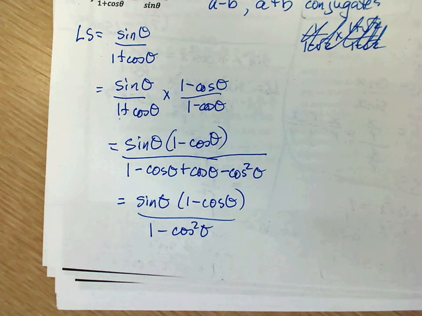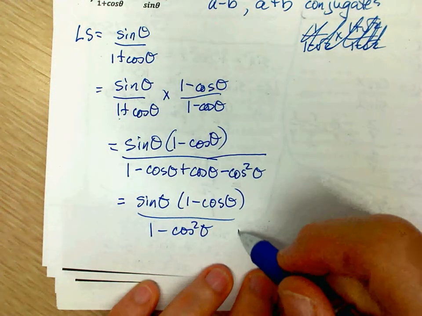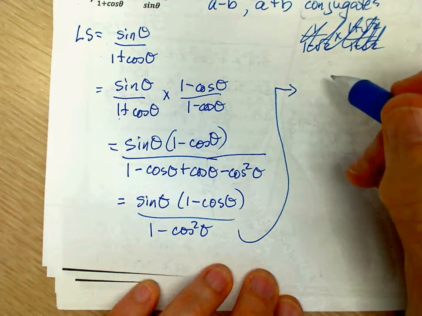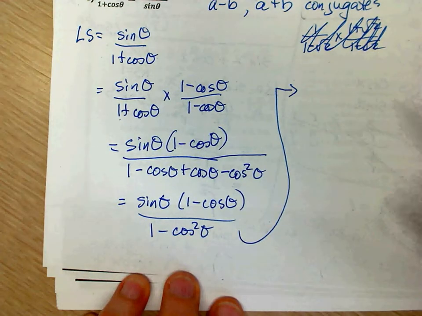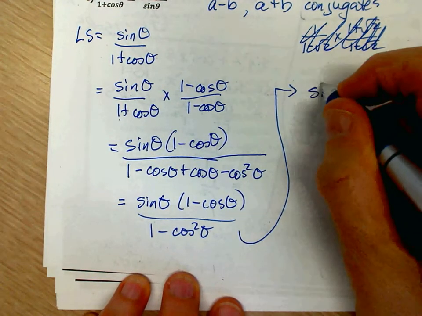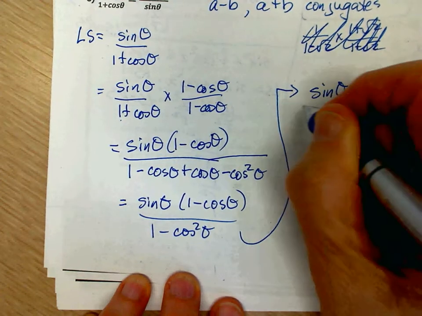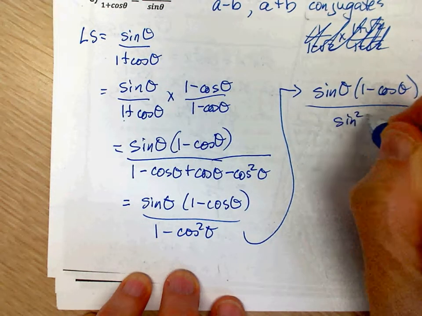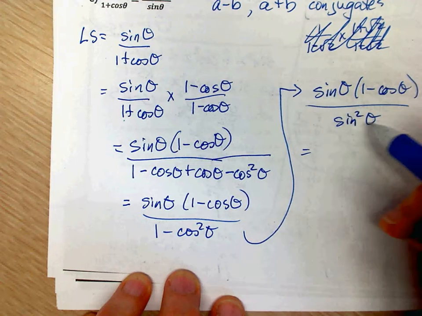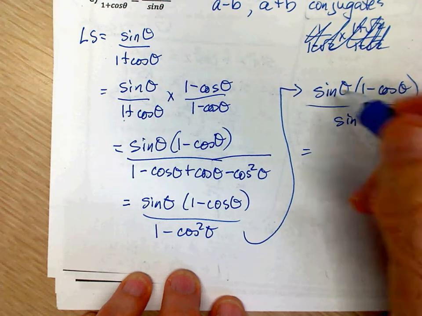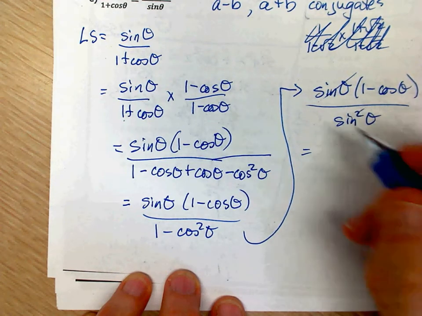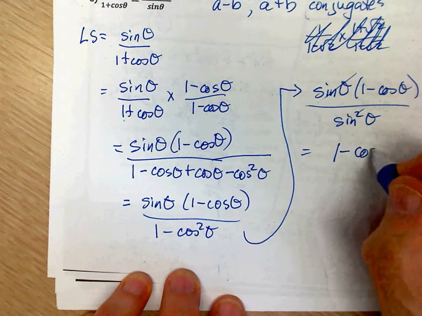Okay. Now, what does 1 minus cos squared theta equal? So that divides out and you're left with 1 minus cos theta all over sine theta.